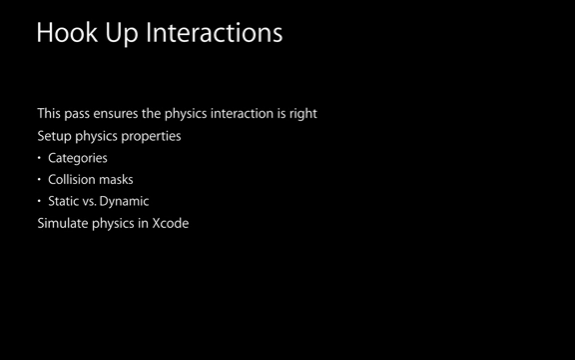Next up, hook up the interactions. So this is the pass where you're going through the physics interactions and making sure that they're right. So for example, are objects meant to topple over? Are objects meant to stay absolutely put when they're hit by the hammer, for example? Sort out your collision masks, which objects are meant to interact with which, and make sure that you simulate this right with the next code. Get it right from the start.